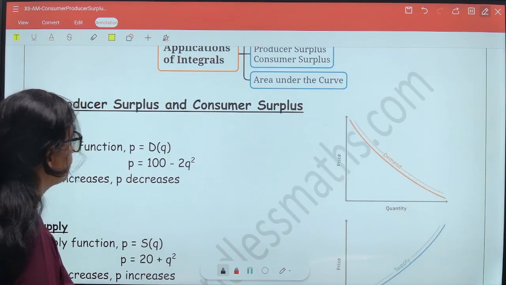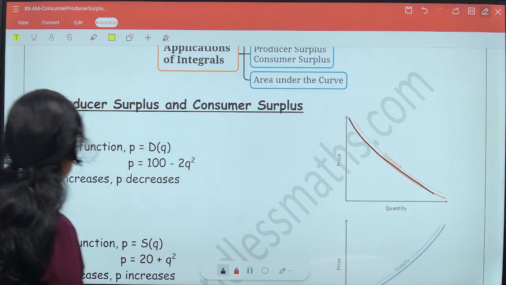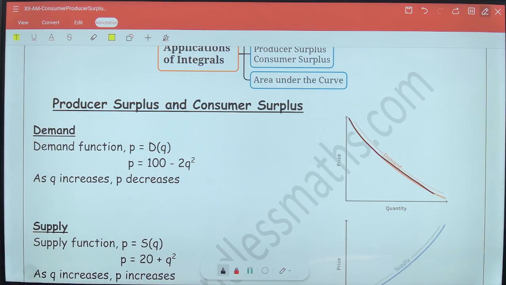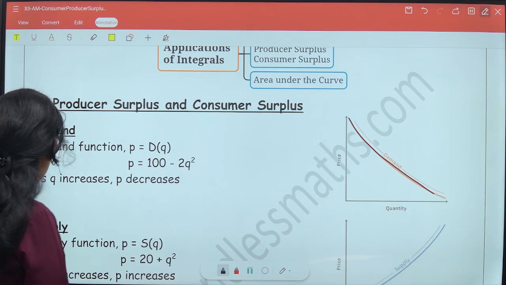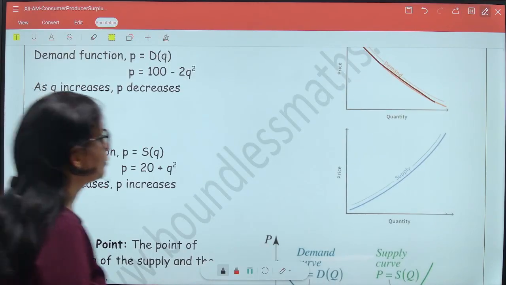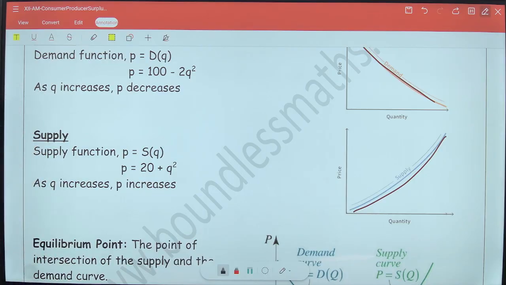So let's start with the demand function. As we understand, demand is a downward sloping function that relates quantity to the price. Quantity and price are inversely related in the demand function. As the quantity increases, the price of any commodity in the market goes down. The supply function is an upward sloping function where the quantity and price are directly related to each other. As the quantity produced by the producer increases, the price also increases in the market.